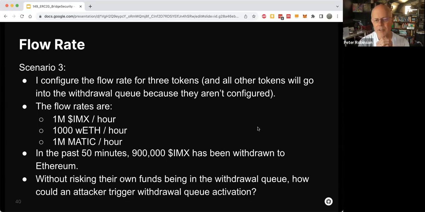All right, scenario 3. Now we've got 1 million IMX per hour, 1,000 wrapped ETH, 1 million Matic. So approximately the same values of each of those tokens. And in the past 50 minutes, we've had 900,000 IMX being withdrawn to Ethereum. So how could an attacker, without risking their own funds ending up in the withdrawal queue, trigger the withdrawal queue? How could you do that?